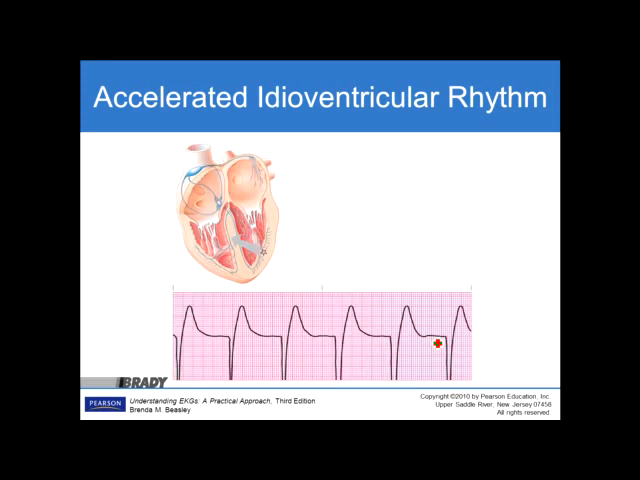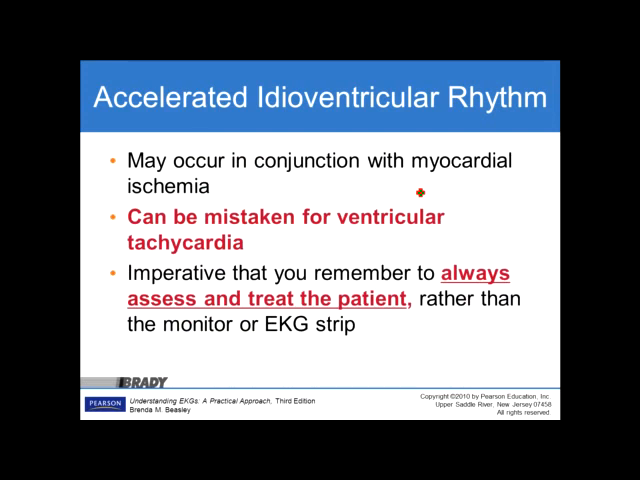And this right here is an accelerated idioventricular rhythm. It is accelerated because it is running at 60 beats per minute, which exceeds the 20 to 40 that should be coming from that pacemaker site. So that's why we call it an accelerated idioventricular rhythm. It may occur in conjunction with myocardial ischemia, and can be mistaken for ventricular tachycardia. It is imperative that you remember to always assess and treat the patient rather than the monitor or the EKG strip.